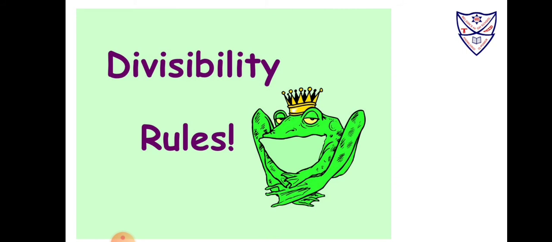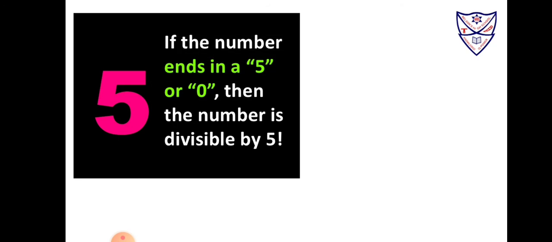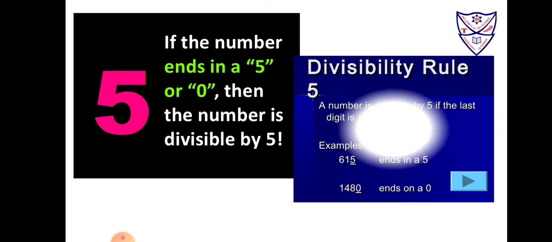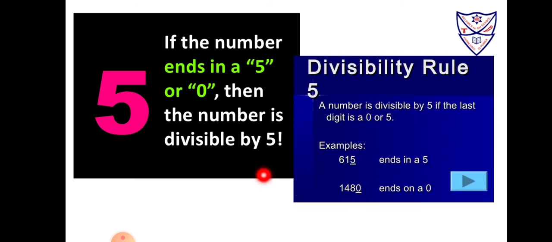Now students, let us understand about divisibility rules. First of all, let us understand the divisibility of 5. What is the rule for divisibility of 5? If the number ends in a 5 or 0, then the number is divisible by 5. That is, a number is divisible by 5 if the last digit is a 0 or 5.